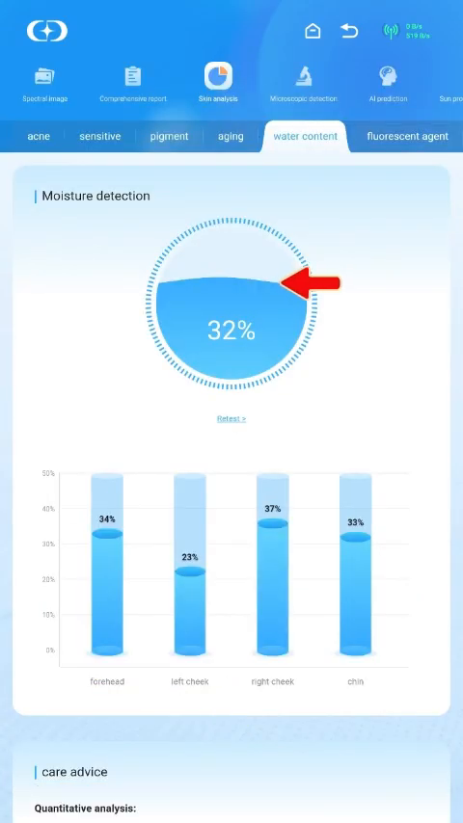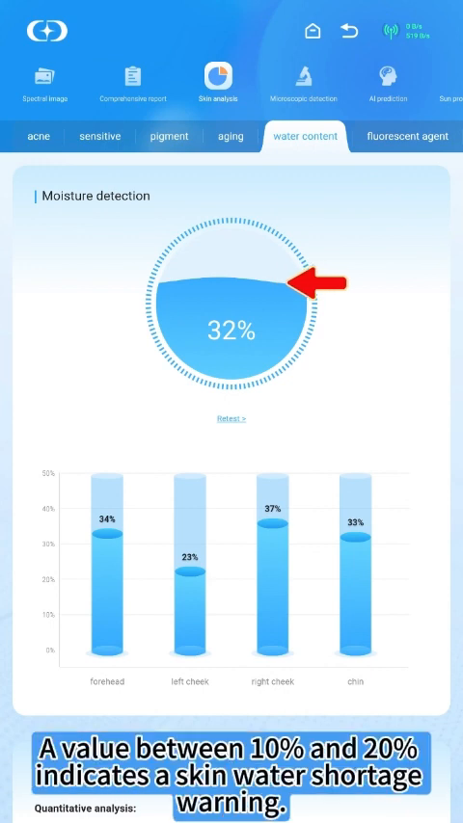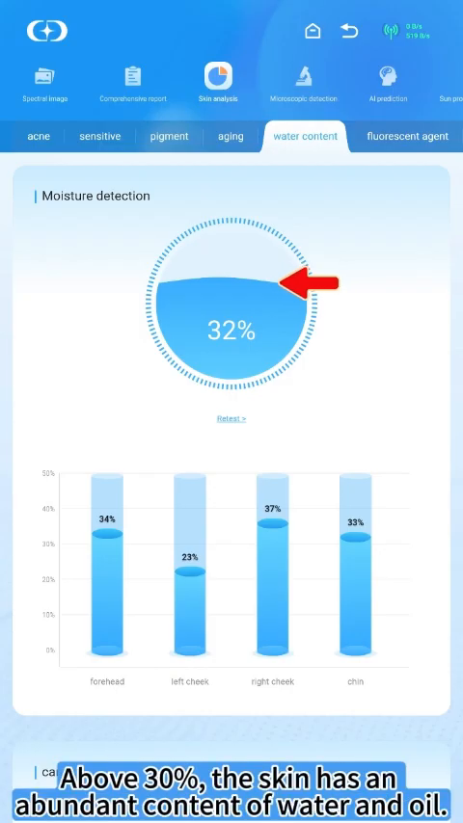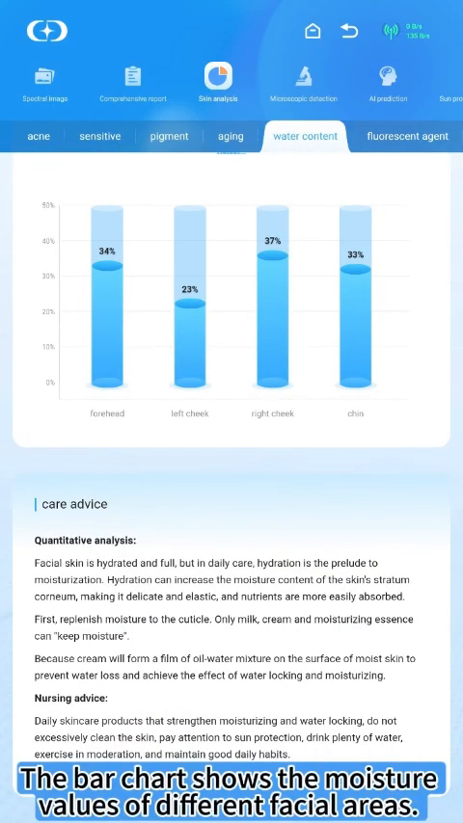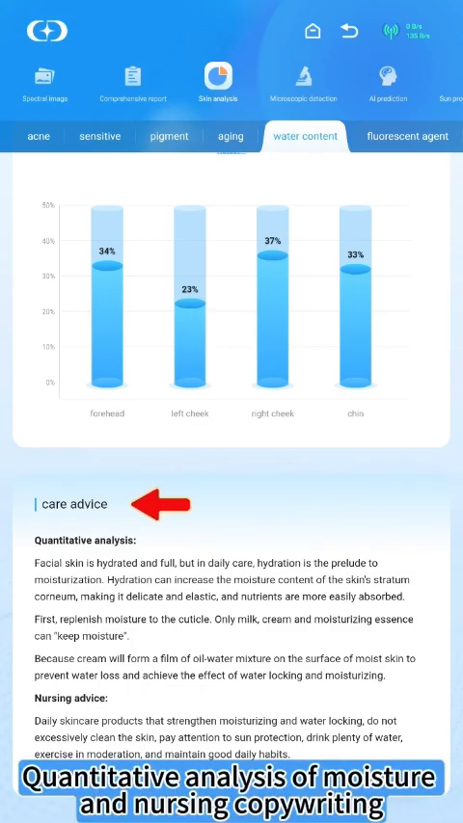Comprehensive moisture value. If it is lower than 10%, the skin is dry. A value between 10% and 20% indicates a skin water shortage warning. Between 21% and 30% is considered normal. Above 30%, the skin has an abundant content of water and oil. Click Continue Detection to conduct another test. The bar chart shows the moisture values of different facial areas. Quantitative analysis of moisture and nursing copywriting.